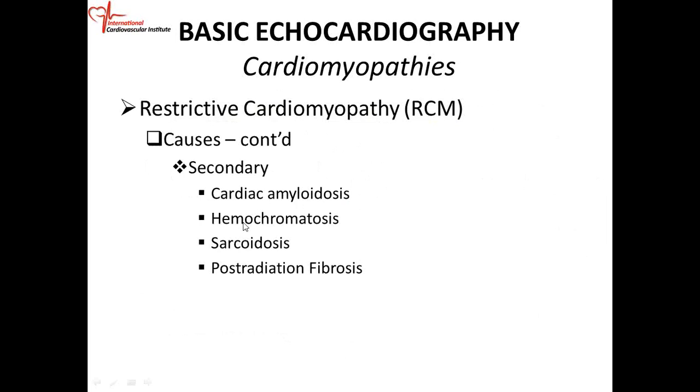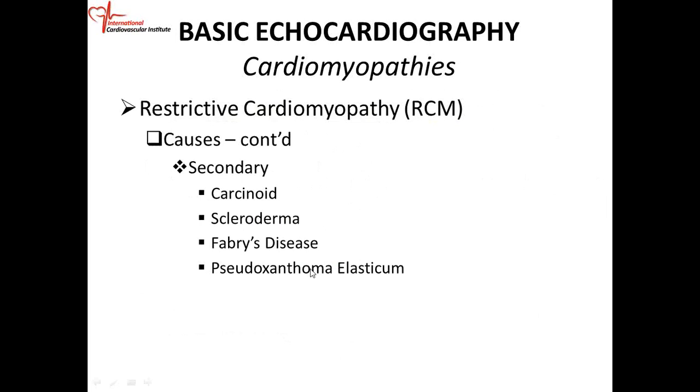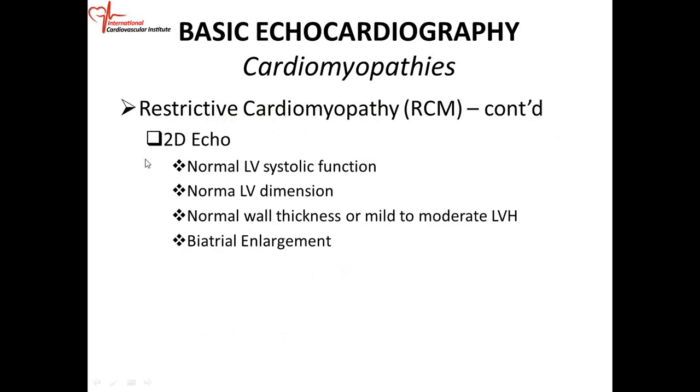You can have hemochromatosis, again, iron. The patient may have a problem with iron increasing in the body, and then the heart also becomes infiltrated with iron, and the heart muscle becomes rigid, stiff. Sarcoidosis can also cause a dilated and a restrictive cardiomyopathy. Post-radiation fibrosis, carcinoid, scleroderma, Fabry's disease, and pseudoxanthoma elasticum can also cause it.